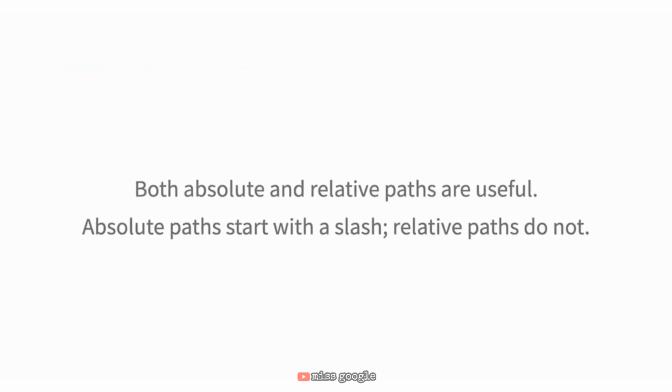Absolute and relative paths are very important as we work with commands and files at the command line. As we continue, remember that an absolute path starts with a slash for the file system root, and a relative path does not. We'll be using both kinds of path throughout the course.